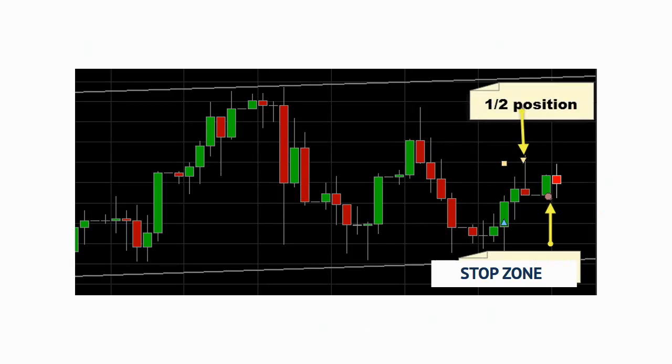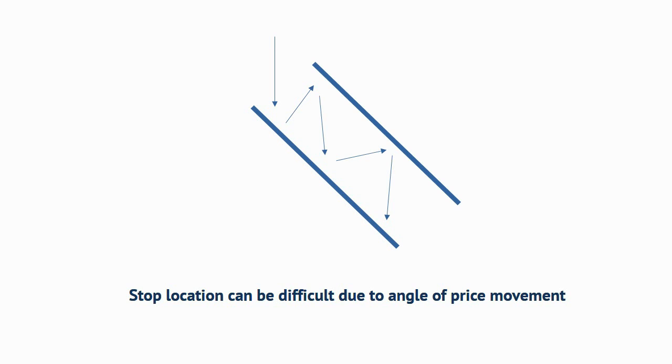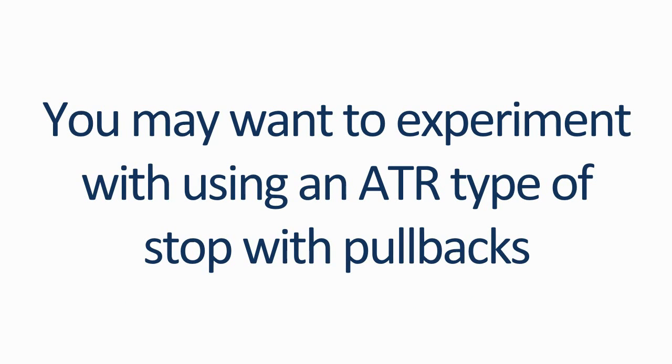Now, the stop was below the low of the entry candle, and I find setting stops on these types of plays pretty straightforward. Mean reversion trades are another matter because setting your stops on those setups comes with its own set of issues. One of those issues is that pullbacks are angular, which can present a problem with a defined placement of your stop using price. So you may want to experiment with using an ATR type of stop with pullbacks once momentum starts to move the price in your direction.